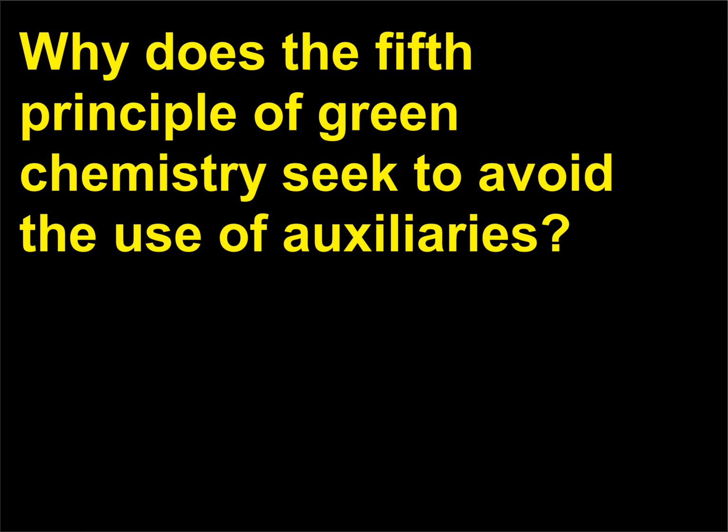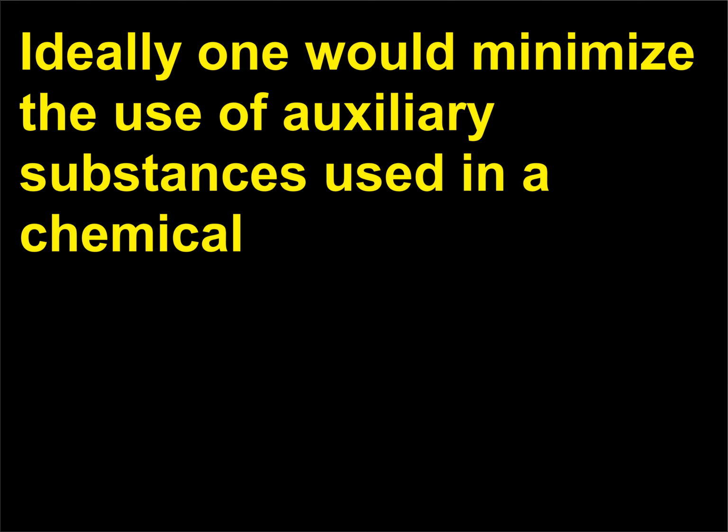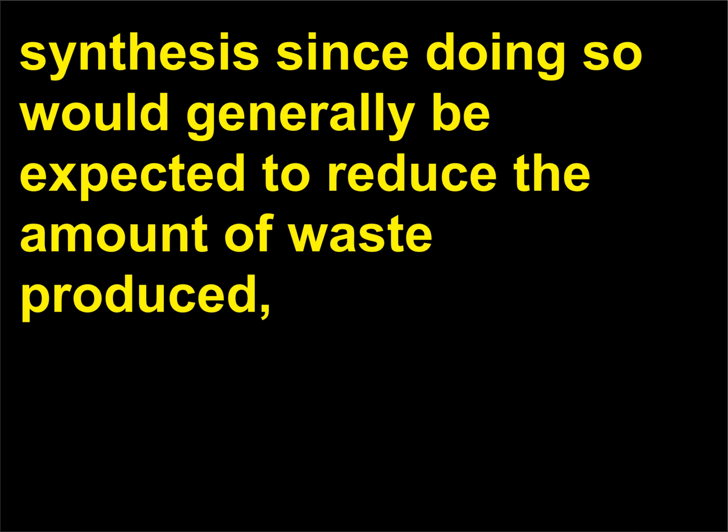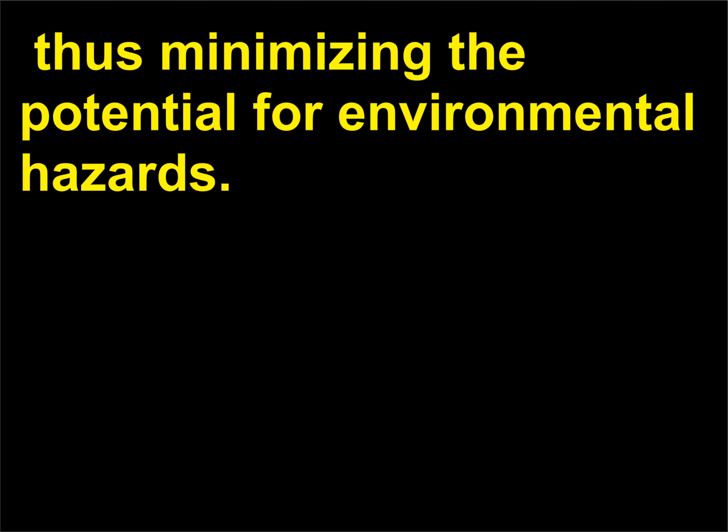Why does the fifth principle of green chemistry seek to avoid the use of auxiliaries? Ideally, one would minimize the use of auxiliary substances used in a chemical synthesis, since doing so would generally be expected to reduce the amount of waste produced, thus minimizing the potential for environmental hazards.